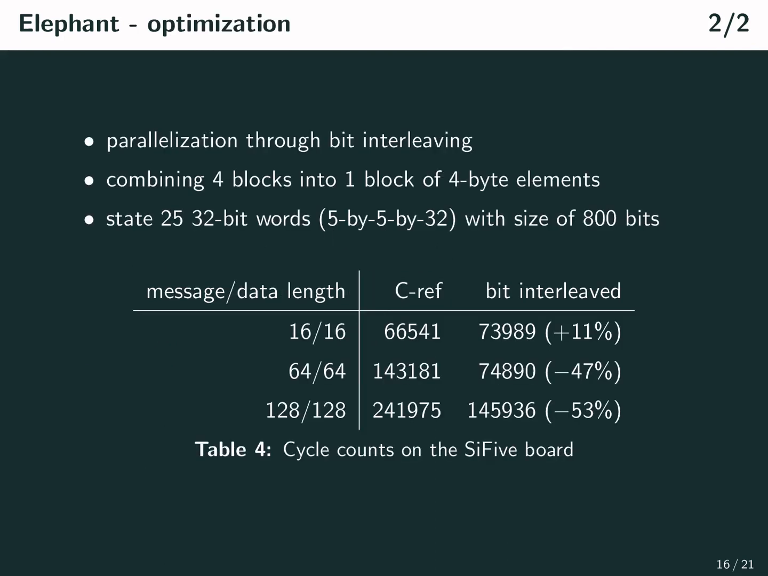In order to make full use of the 32-bit registers, we combine 4 blocks of byte-sized elements into 1 block of 4-byte elements. Thus, we can process 4 blocks at the same time and our state representation changed to an array of 25 32-bit words with a total size of 800 bits. As shown in Table 4, we note that short inputs perform worse in the optimized implementation. This is because the effort of interleaving data to process 4 blocks simultaneously is wasted if there are very few blocks to process.